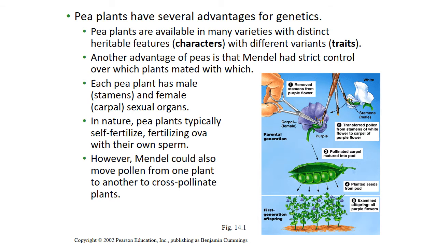Now, pea plants are great for genetics because they have distinct heritable features with differing variant traits. And Mendel had strict control of which plants bred with what, because they could either self-fertilize or they could cross by him removing the male parts and using it to fertilize a different female. In nature, pea plants typically self-fertilize, so fertilizing their ovum with their own sperm, but Mendel can remove this by cross-pollination, by physically changing it.